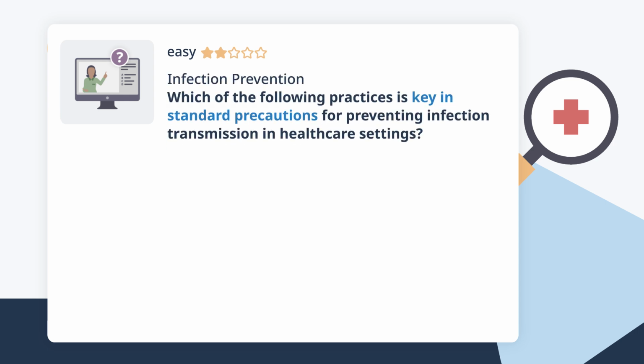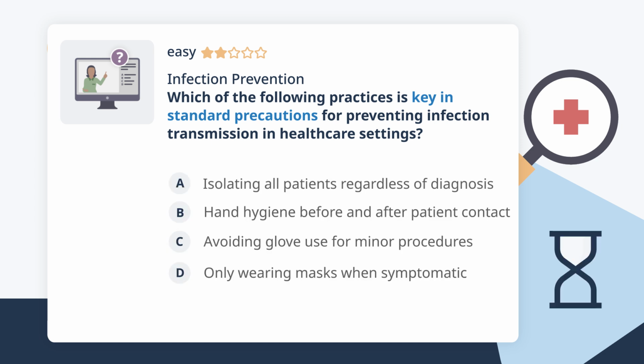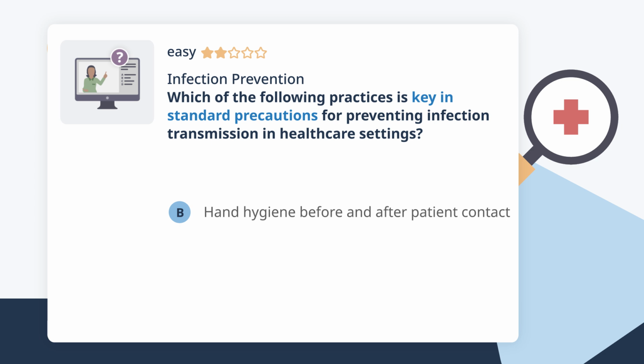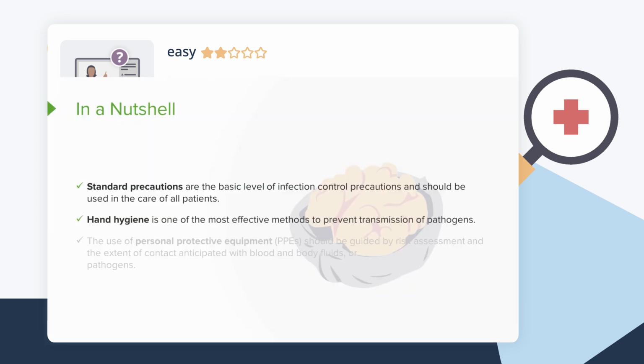Which of the following practices is key in standard precautions for preventing infection transmission in healthcare settings? Hand hygiene is a major component of standard precautions and one of the most effective methods to prevent the transmission of pathogens associated with healthcare.